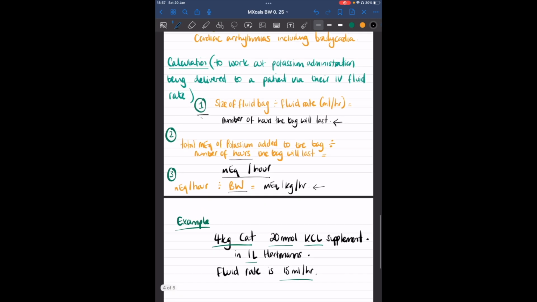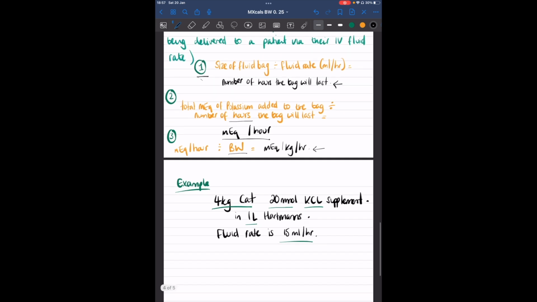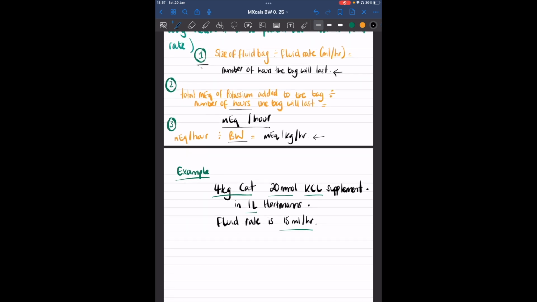We want to take what was the first step. So the amount of mils in our fluid bag divided by the fluid rate the cat is on. So we have 1,000 mils of Hartmann's because it was 1 litre, and we're going to divide that by 15 mils an hour, which is our fluid rate. My calculator tells me that works out to be 66.6. So this means that this 1 litre fluid bag, if going 15 mils an hour, will last 66.6 hours. Heaps of time.